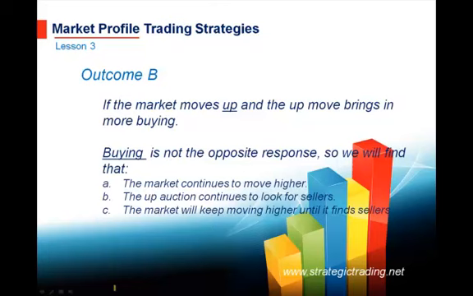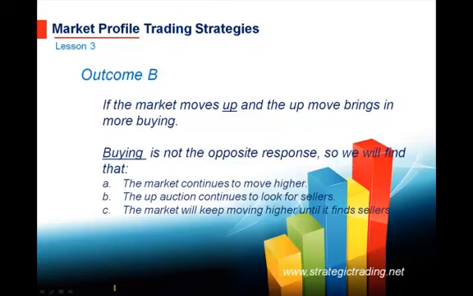So we're moving up with our prices, and the up move brings in more buying. What is going to happen now? We don't have any selling. We've got buyers. Well, guess what? Buying is not the opposite response of what we're looking for. So the auction market just has to keep going up. Because remember, the auction market keeps moving until it finds the opposite of what it's looking for. So if it was moving up, it's looking for sellers. And now it found buyers, so it just has to keep going.